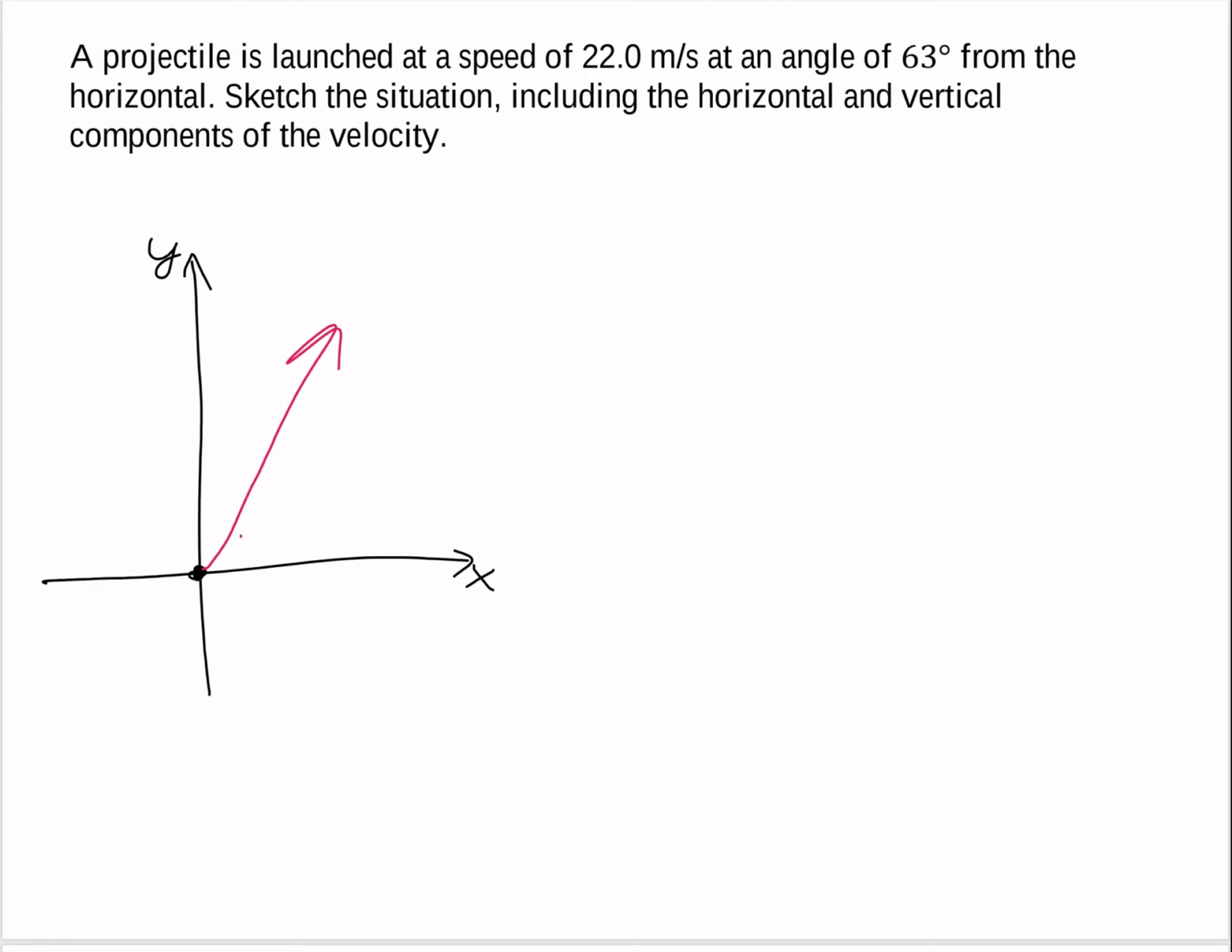All right, so that's 63 degrees, and that's going to be at a speed of 22.0 meters per second. Okay, fantastic. Now we made the sketch of the situation, but we're not done yet. We haven't included the horizontal and vertical components of the velocity. So we're going to break this thing into components. And the question is just how exactly do you want to do that?